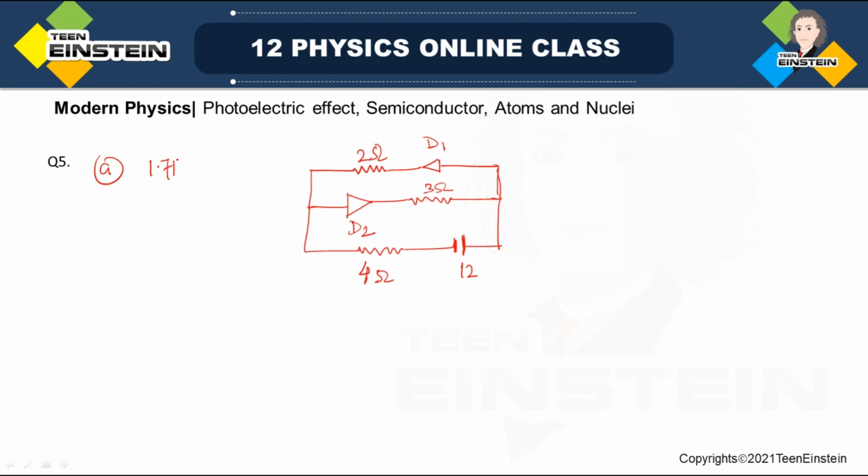1.701 ampere. Second option is 2.0 ampere. Third option is 2.31 ampere, sorry, and the fourth option is 1.33 ampere. So you have to solve this problem. So how do you solve this kind of problem?